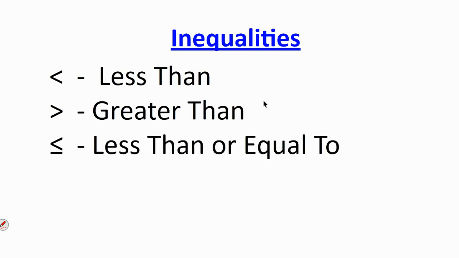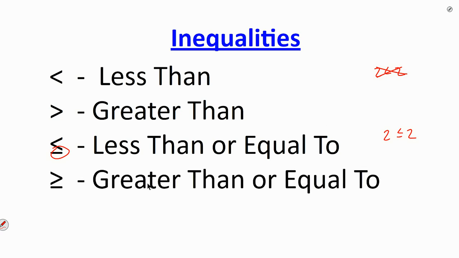Next, we have less than or equal to. That little bar underneath here implies equal to. That means I could write something, for example, 2 is less than or equal to 2. Now, it would sound weird if we said 2 is less than 2 because that's just weird. A number isn't less than itself. However, a number is less than or equal to itself. That's okay. We have greater than or equal to.